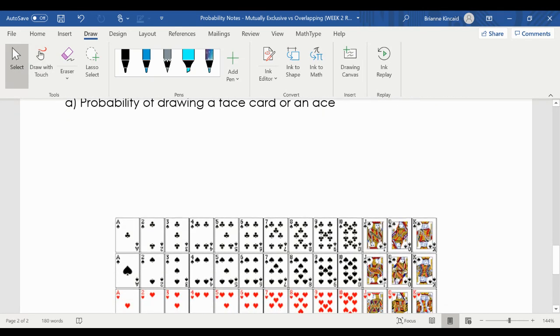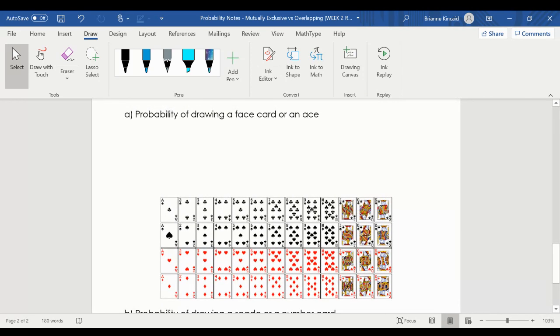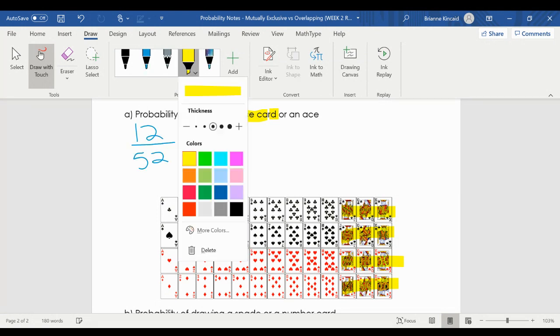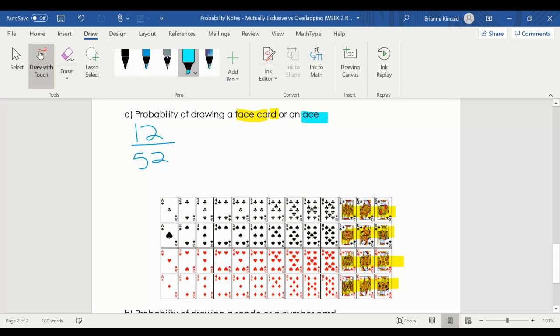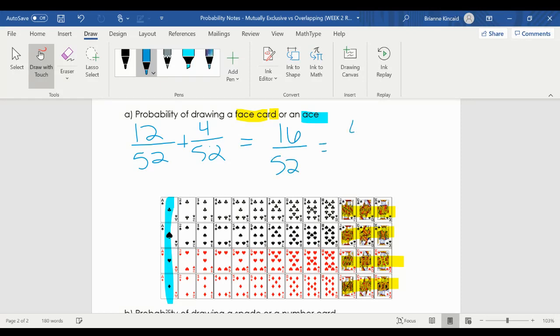All right, so my standard deck of cards, we're going to find the probability of drawing a face card or an ace. So face card, that's going to be those 12 cards out of, remember, a total of 52. Or the probability of an ace, that's these 4 cards. If we look at our deck of cards, there is nothing highlighted in green. These would be mutually exclusive. We just add them together and then reduce.